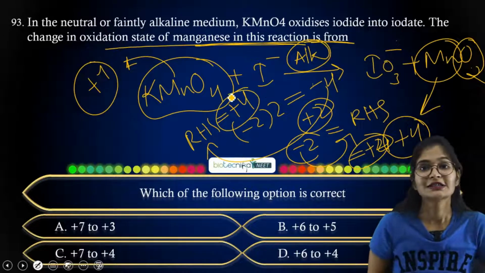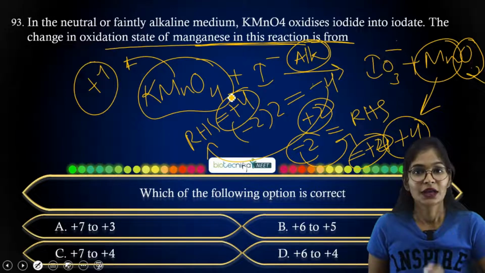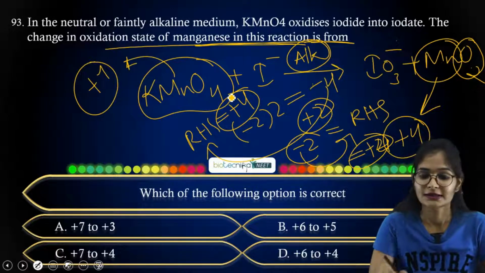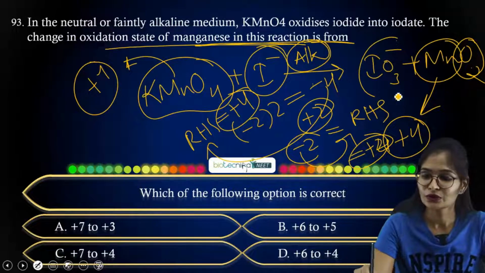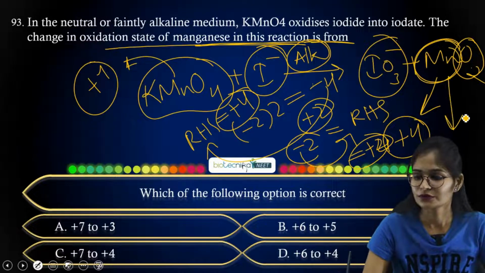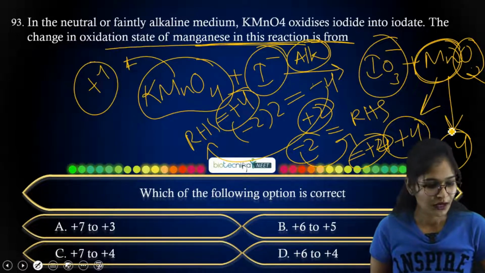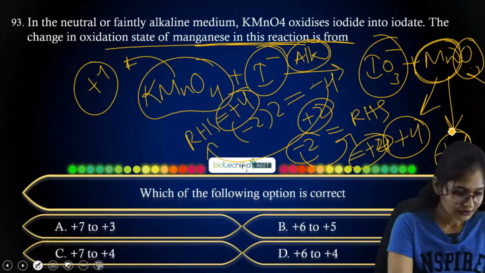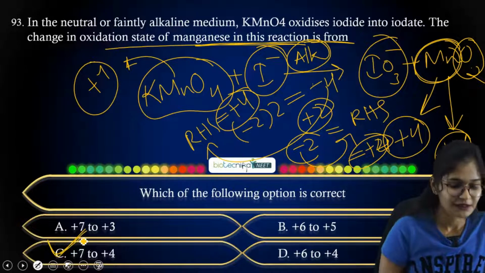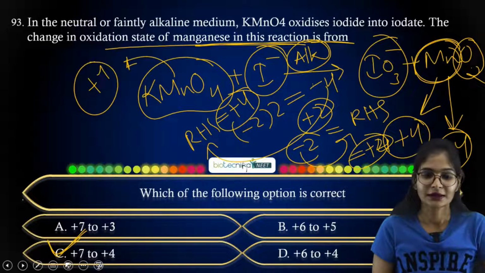So this is how you calculate the oxidation state of manganese. KMnO4, upon oxidizing I minus to IO3 minus, itself gets to the oxidation state of +4. Looking at the options, you have option C, where the change is +7 to +4 overall. All right, so this is your alkaline medium question.